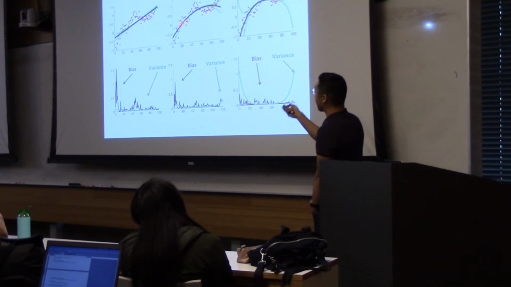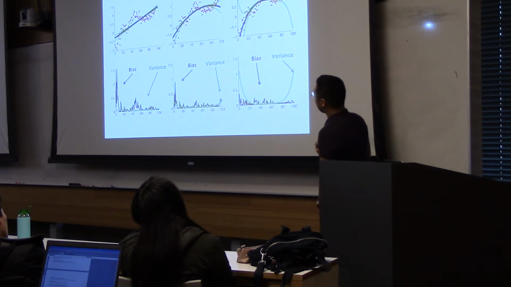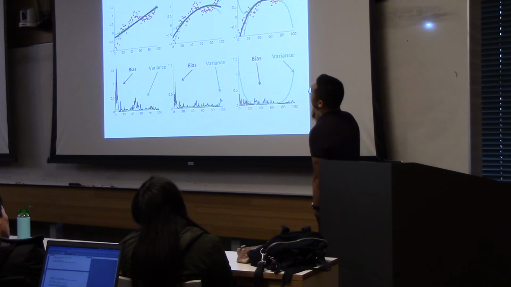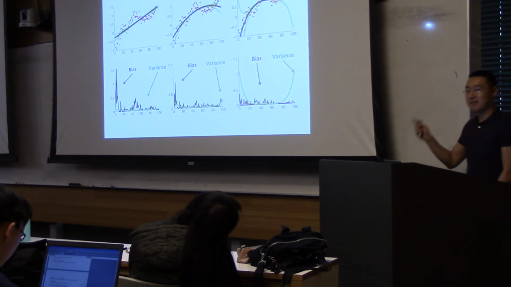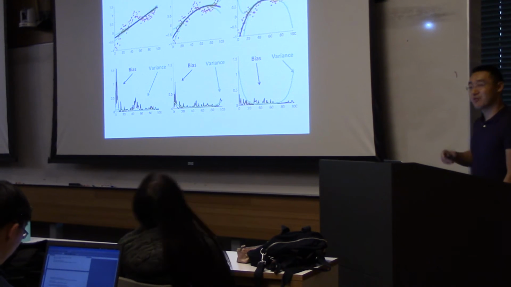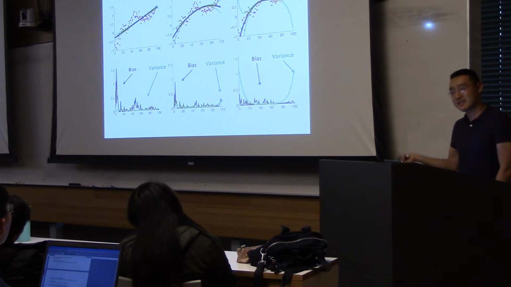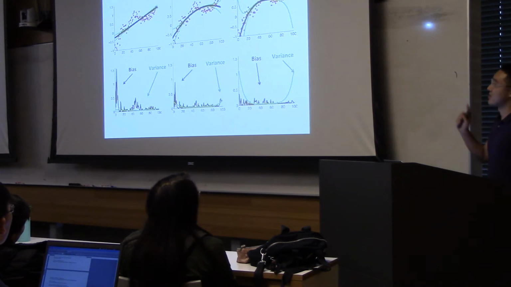And it turns out that you're better off fitting a quadratic, sorry. The quadratic model class actually has the best trade-off of bias and variance. It overfits the least. It has the lowest test error for this particular problem.